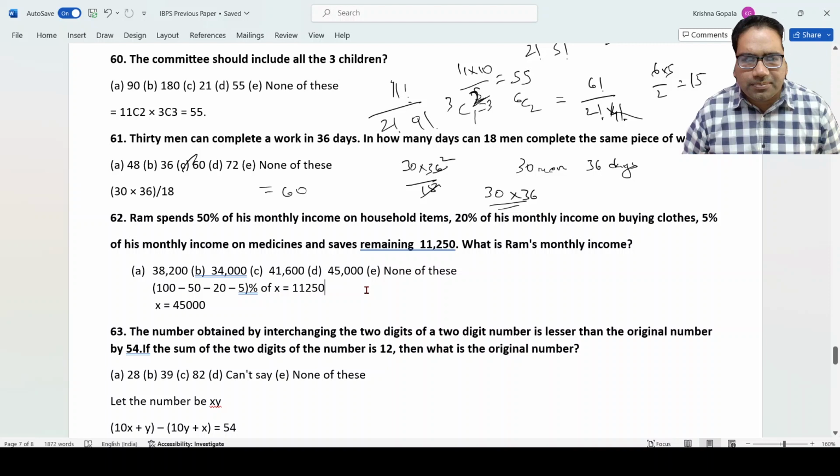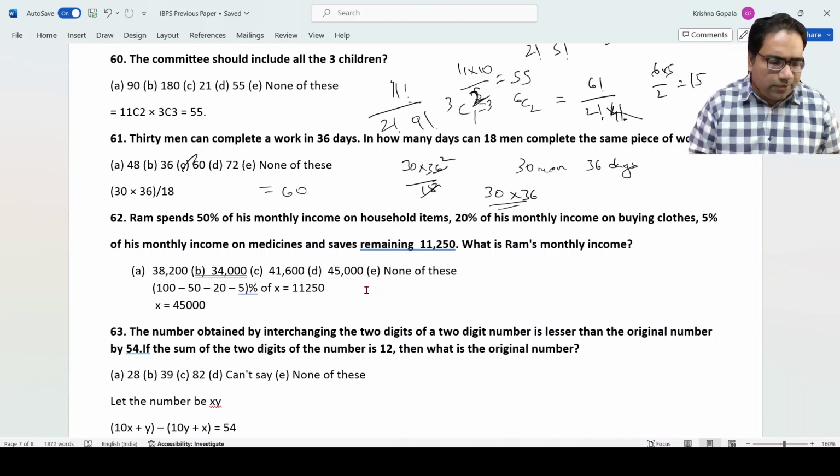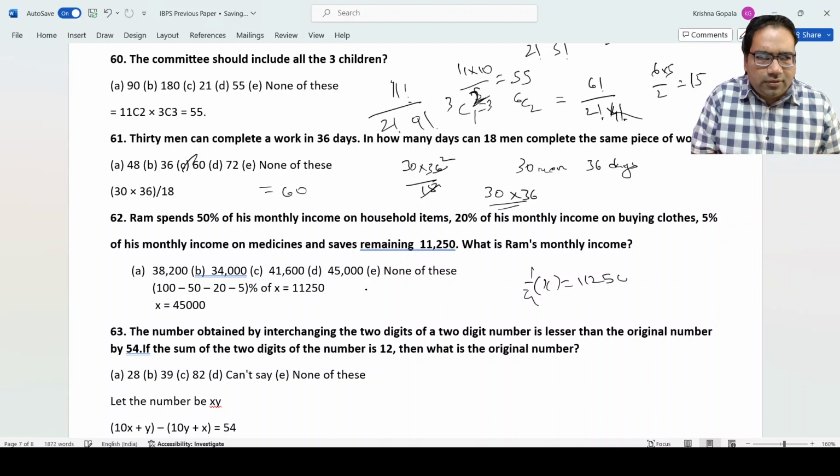Right? 25% of something is 11,250. That means 1 by 4 of x equal to 11,250. X equals 11,250 into 4. It's 45,000.